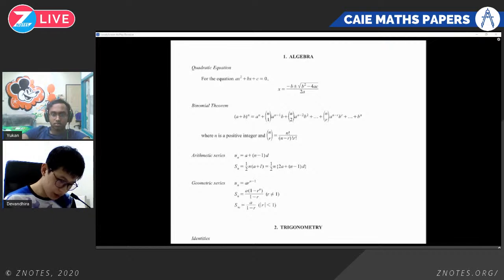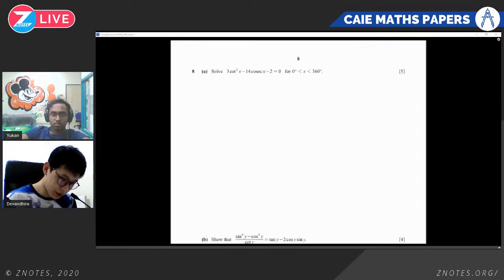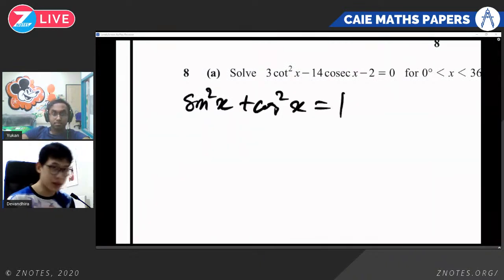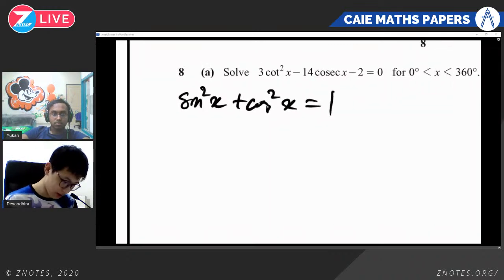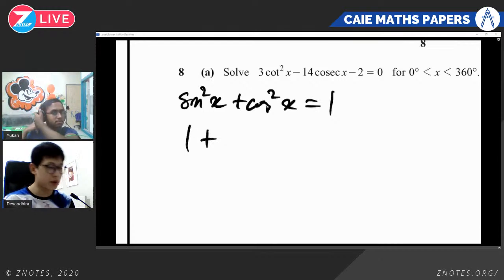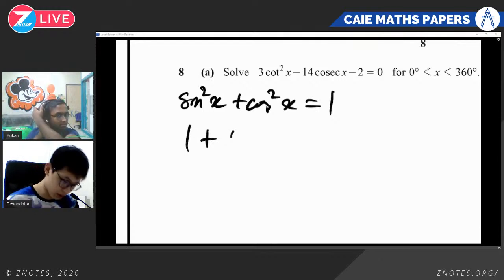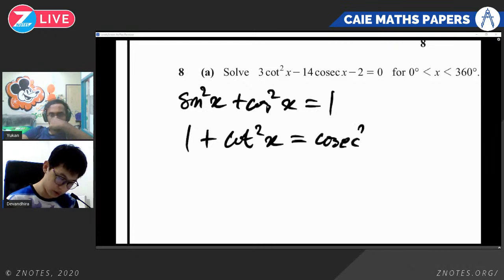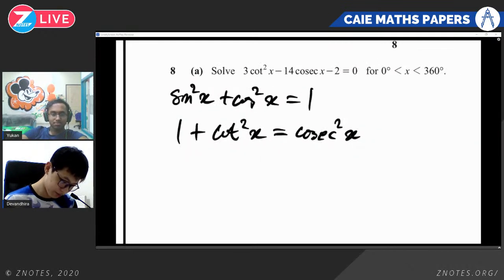But if you're lazy to remember, you can always remember the most basic identity you should know, sine square plus cos square equals 1, and divide both sides by sine square. You get 1 plus cos square divided by sine square. That is cot square x, and 1 over sine square is cosec square x. Is that right, Yugan? Mm-hmm.